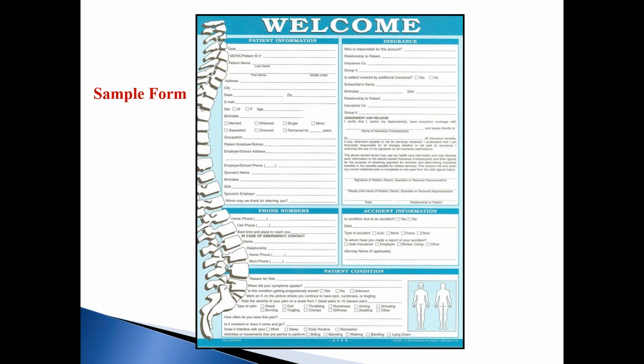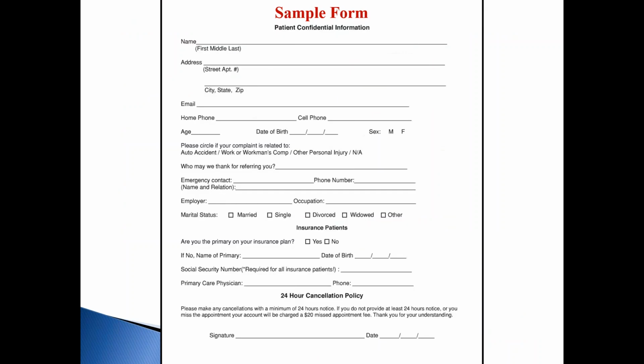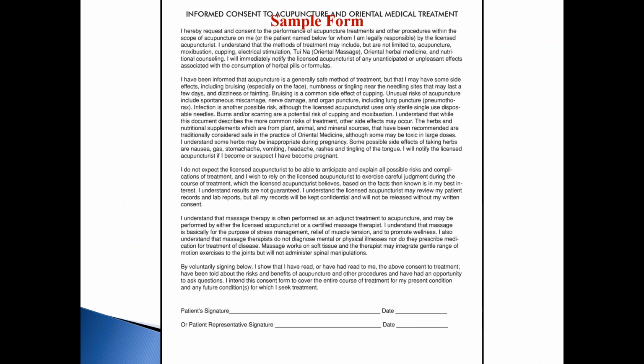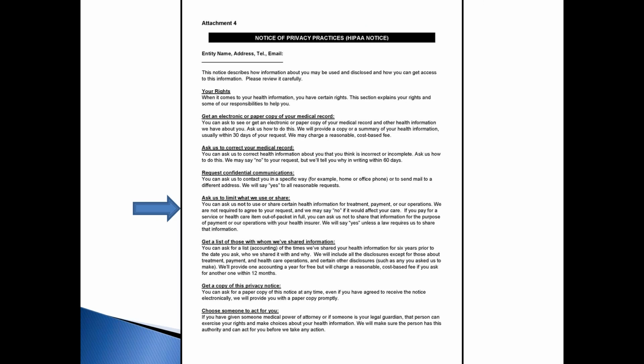So have good forms. There are some sample forms. Have good quality intake forms. Here's a sample acupuncture form. Ask certain questions. Here's a sample acupuncture informed consent. This is for malpractice. Make sure you check with your malpractice company. HIPAA notice. Make sure you get your acupuncture patient signing off on your HIPAA notice forms. This is a good quality HIPAA notice. Make sure your HIPAA notice is up to date.